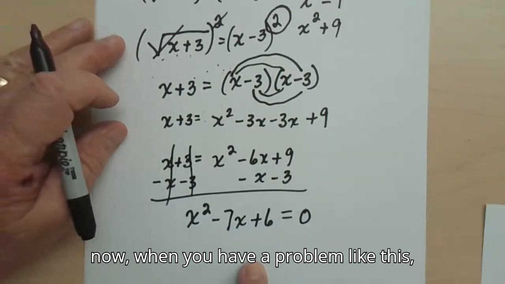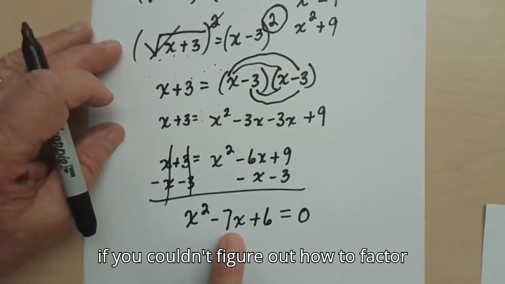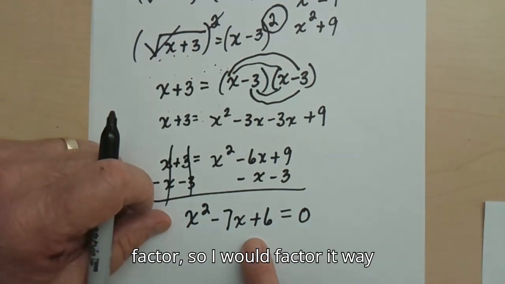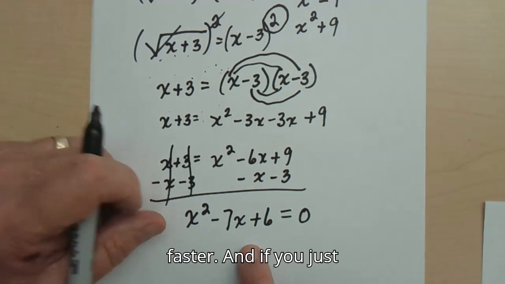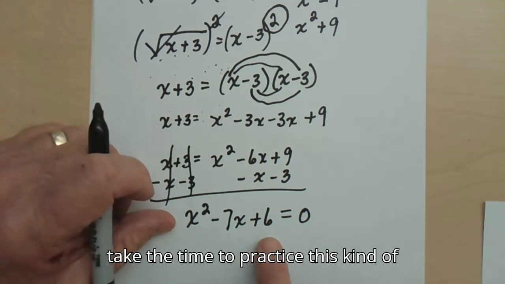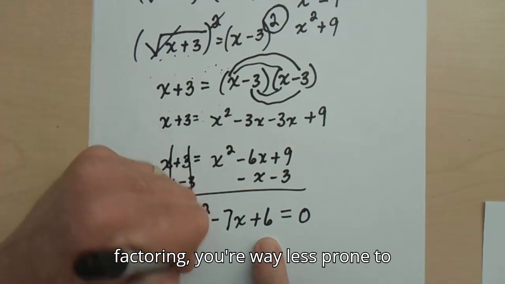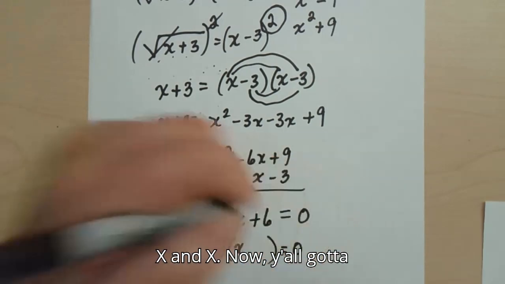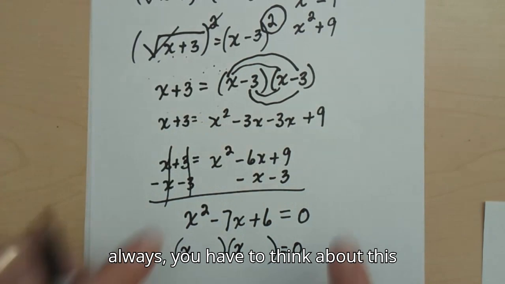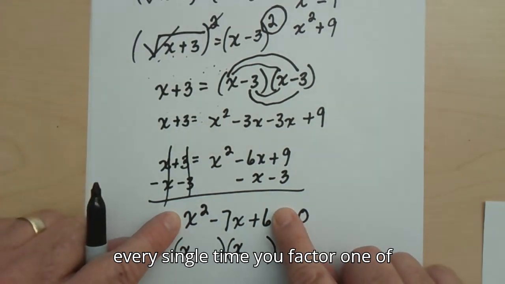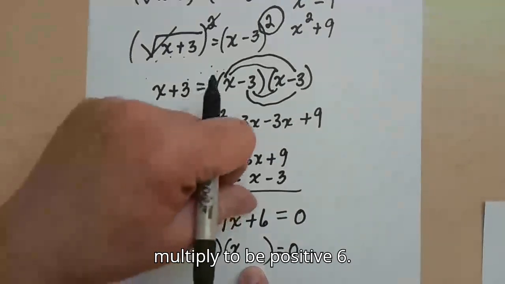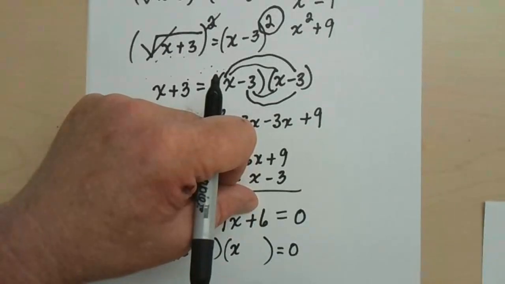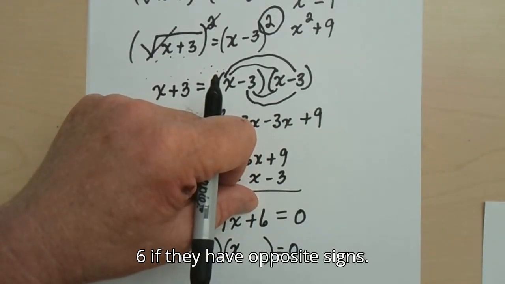So now, when you have a problem like this, if you couldn't figure out how to factor this, you could always use the quadratic formula, but this thing is really easy to factor, so I would factor it way faster. And if you just take the time to practice this kind of factoring, you're way less prone to mistakes if you think about what you're doing. So we know we got to start with x and x. Now, y'all have to think about this every single time you factor one of these. These last two numbers multiply to be positive 6. Right away, I know they have the same sign, because they can't multiply to be positive 6 if they have opposite signs.